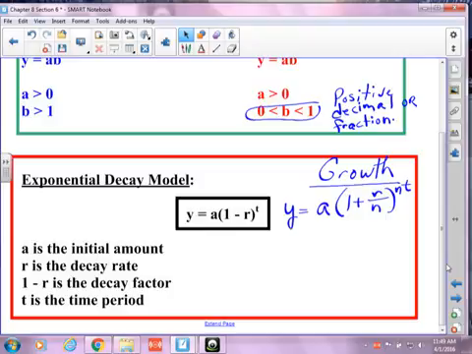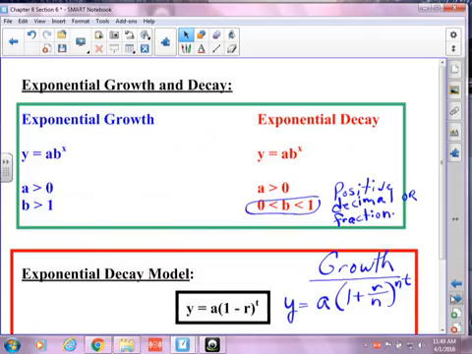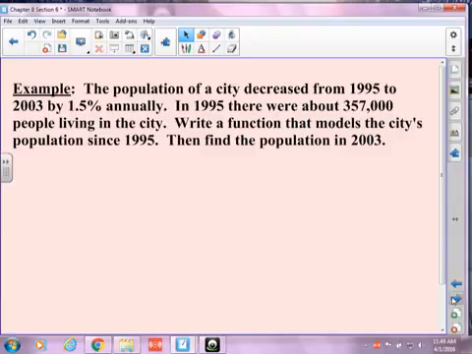What else do you see that's different? That's correct. So growth, there's a plus sign. Decay, there is a subtraction symbol. Okay? So those are the two differences when you do these. Now, let's take a look at an example of the problem.